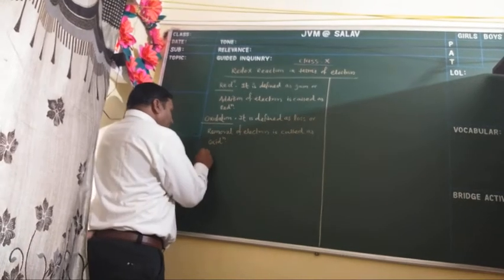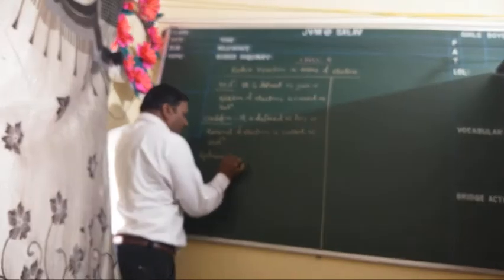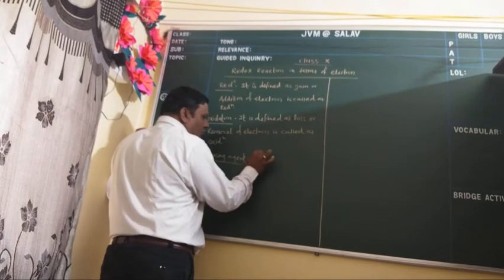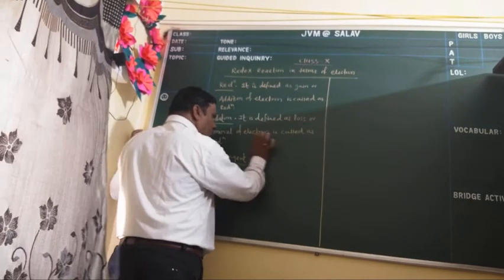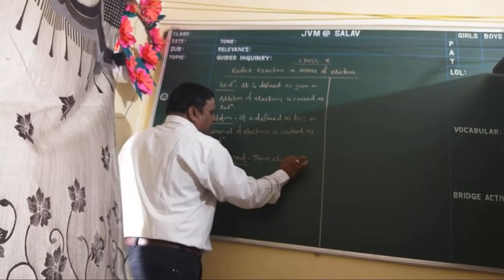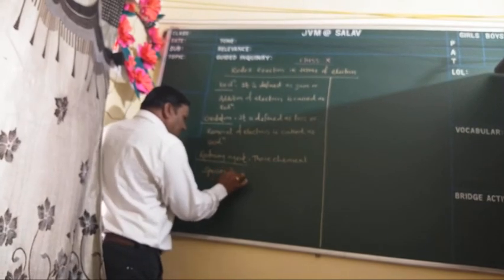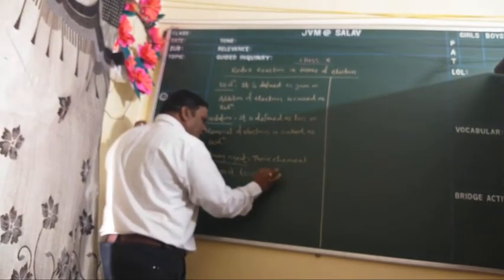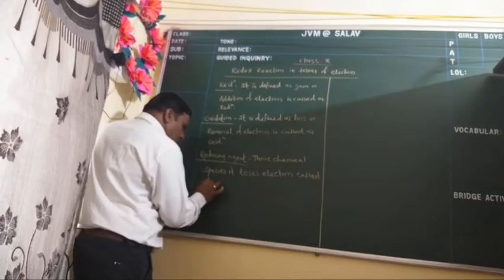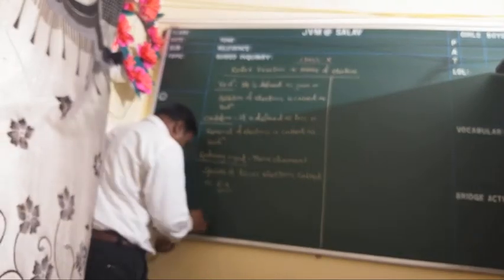Okay. Then reducing agent. Those chemical species that lose electrons are called reducing agents. Correct.